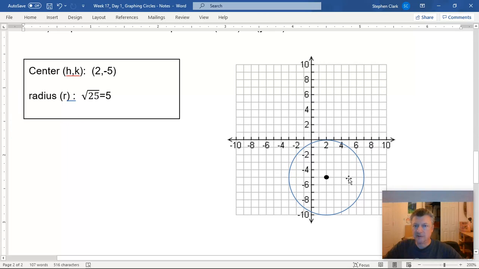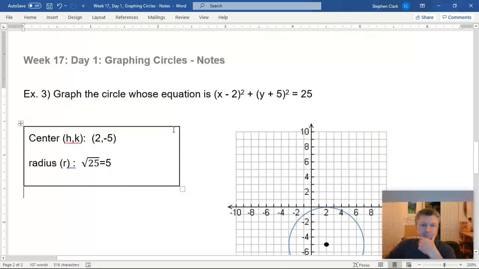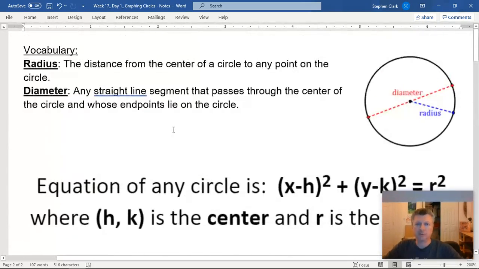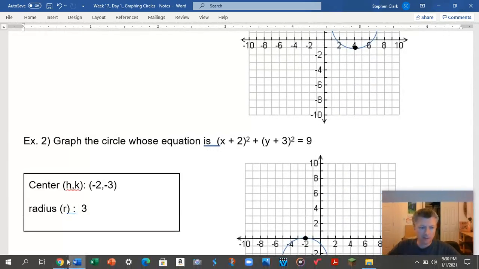Nice. Okay, so the radius is 5. So it goes over 1, 2, 3, 4, 5. Up 1, 2, 3, 4, 5. Down 5, left 5. There you go. There's your circle. Okay, so that's the notes. So now I'm going to go to Khan Academy.